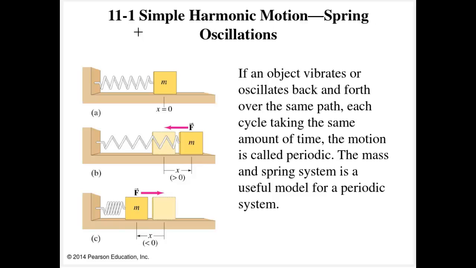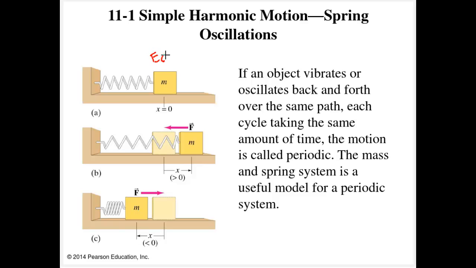So simple harmonic motion, or SHM as it's very often abbreviated, is simply going to be motion that is repetitive. An object that travels back and forth over the same path, taking the same amount of time, is going to be called simple harmonic motion, also called periodic motion. And the mass on a spring is going to be a great example. You can kind of see that this mass is going to go back and forth and back and forth and back and forth.